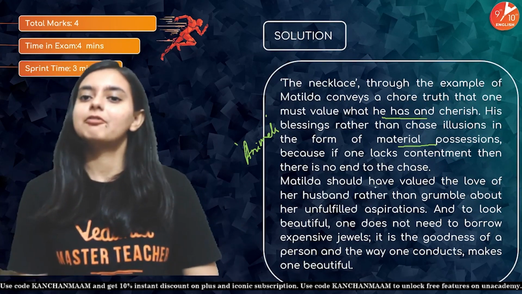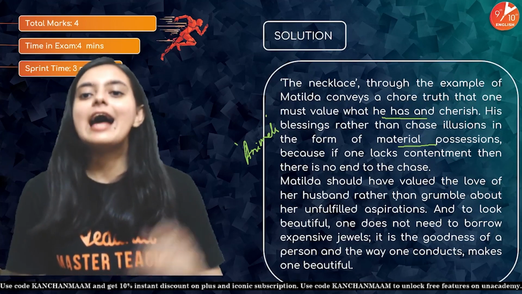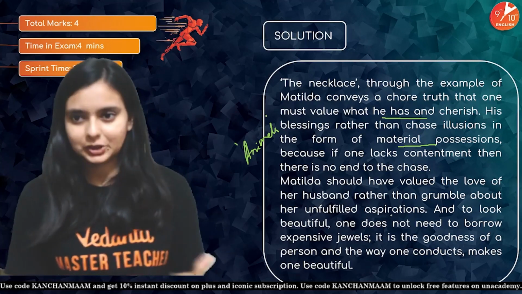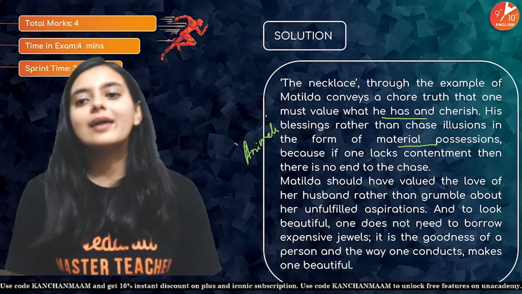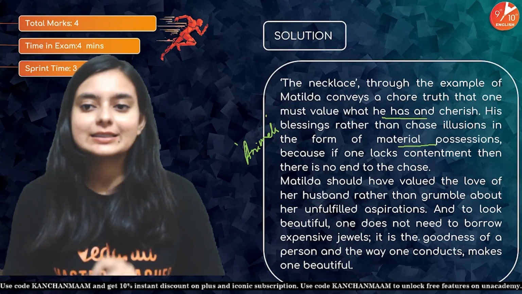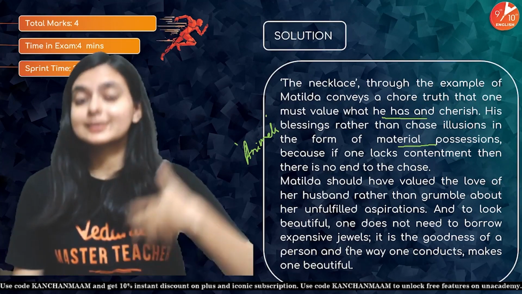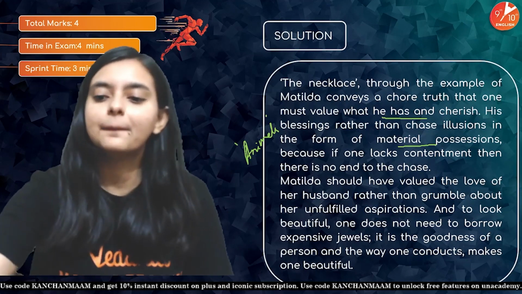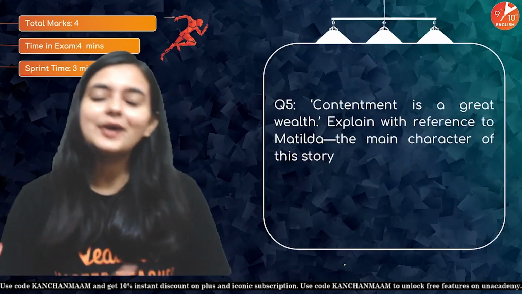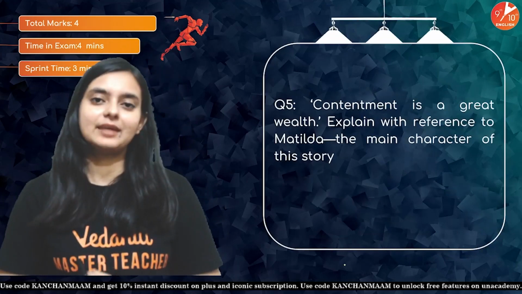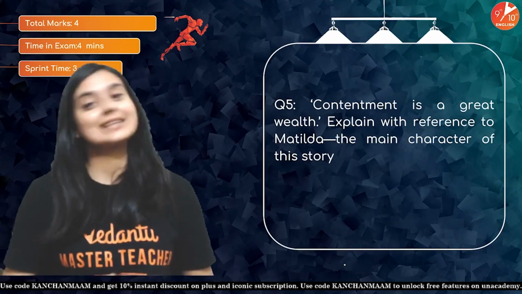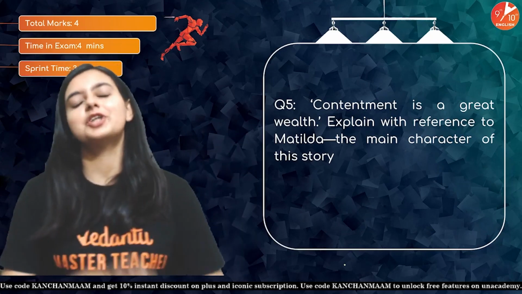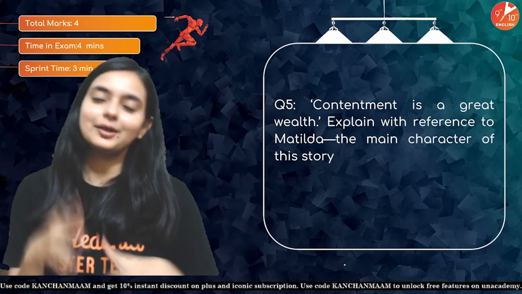Matilda should have valued the love of her husband rather than grumble about her unfulfilled desires or aspirations. And to look beautiful, one does not need to borrow expensive jewels. It is the goodness of a person, the goodness within, and the way one conducts oneself that makes one beautiful. That is something which we have added, but as I told you, I would like to see your opinions. So please mention your opinions in the chat, or if you like, you can comment in the comment section.